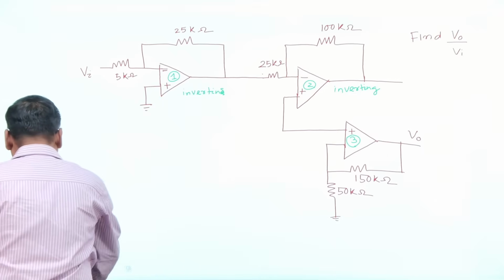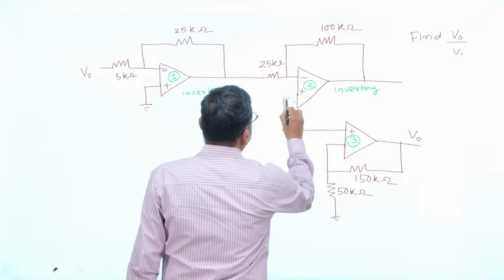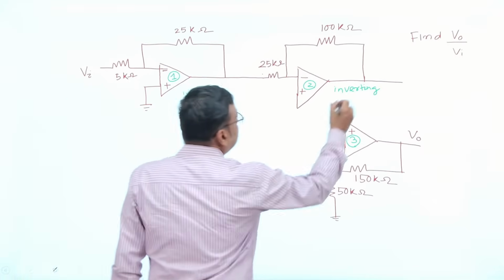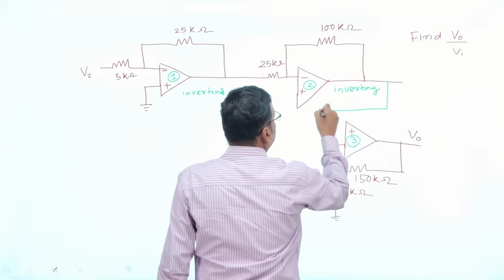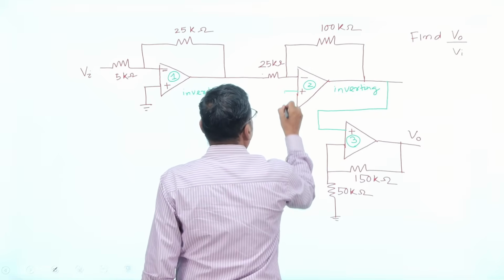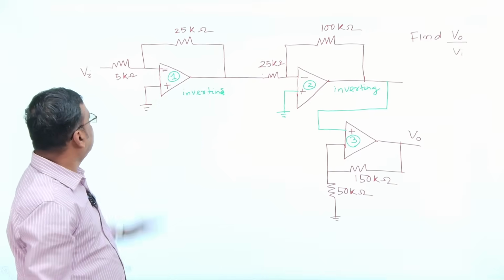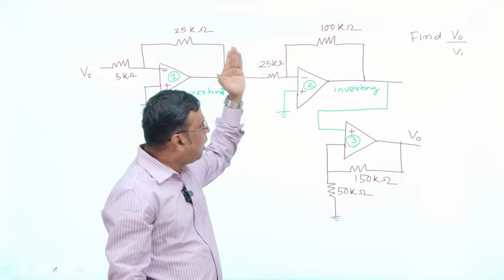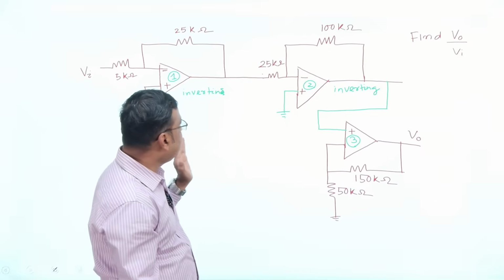Suppose if I will modify this circuit like this, okay, the figure is like this. Okay, the output of the op-amp 1 is given to the input to the op-amp 2, output of the op-amp 2 is given to the input to the op-amp 3. You have to mark it.